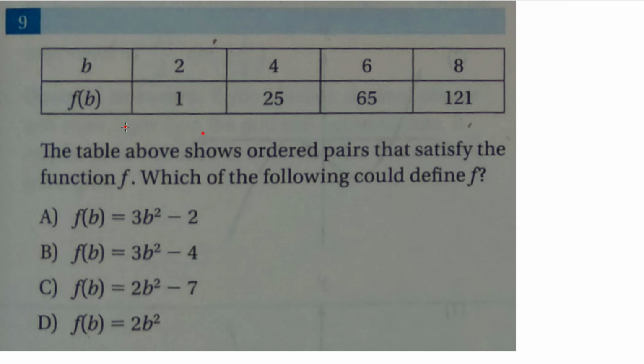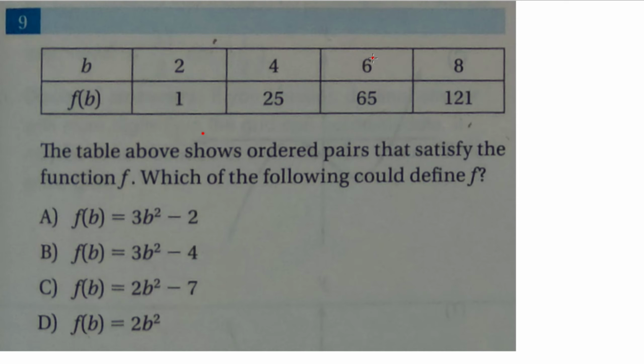So for this question number 9, the table above shows ordered pairs that satisfy the function f. Which of the following could define f? So here in the table above, we have a function f, and f is a function of b, meaning when our value for b is 2, the output would be 1. When we replace the value of b with 4, our function will give us 25.